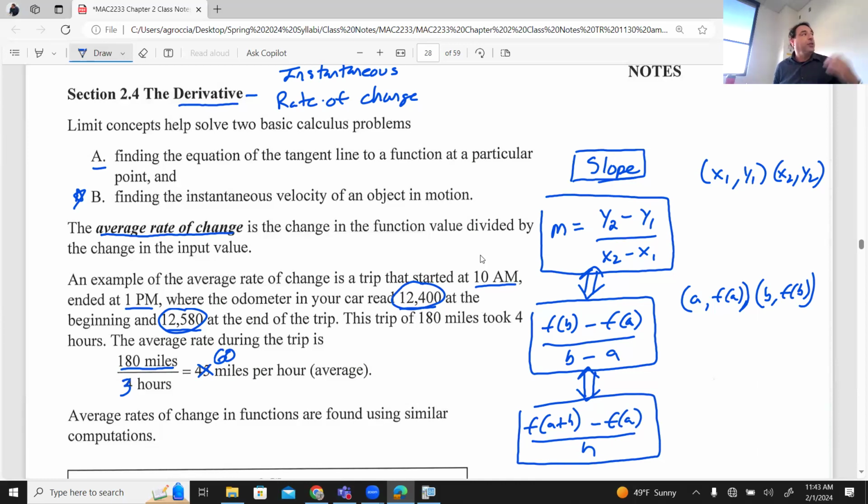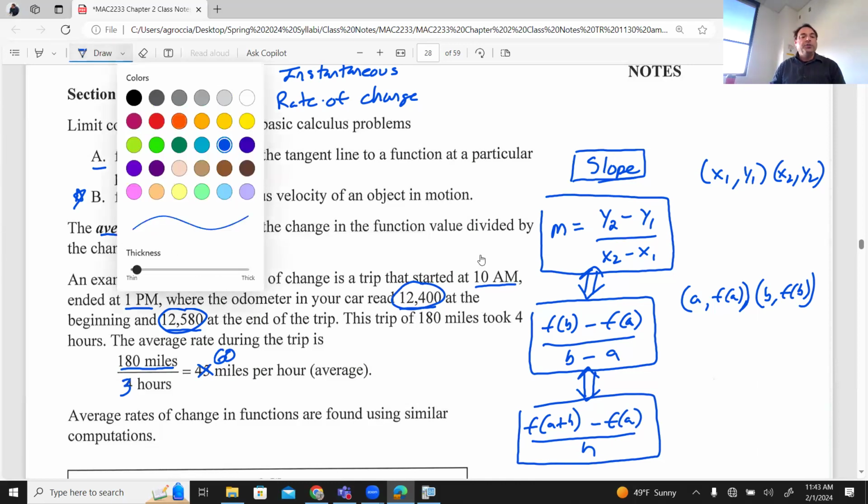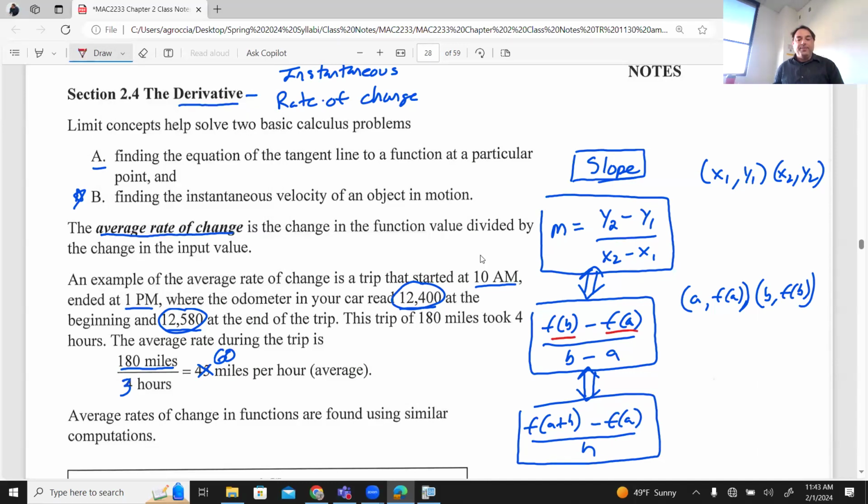All three are the same. And I'm going to show you that they're the same. We're going to prove that they're the same today. But what's the difference? Notice that the second one goes from f of a to f of b.